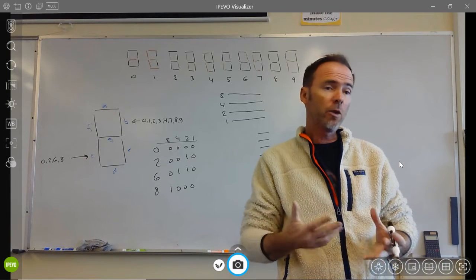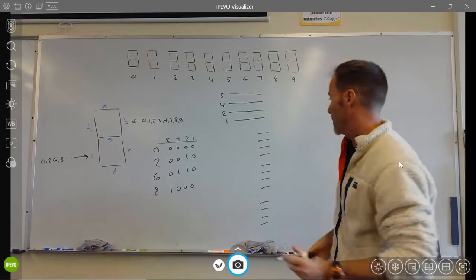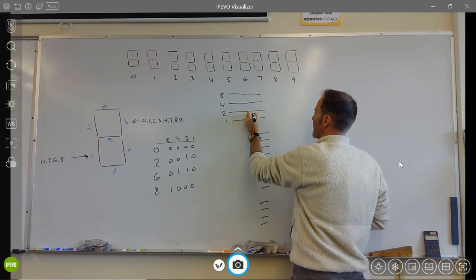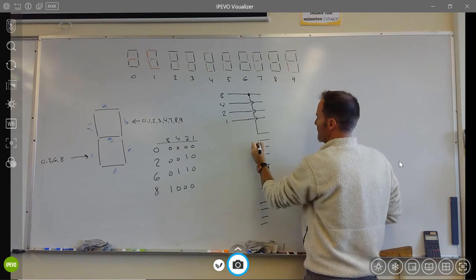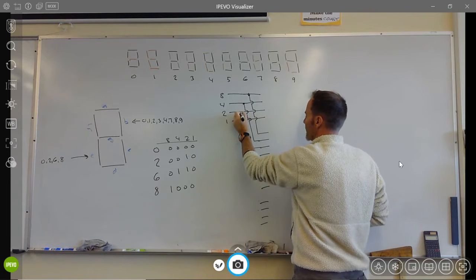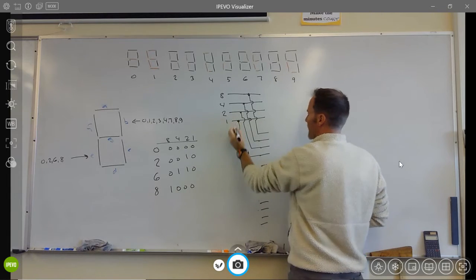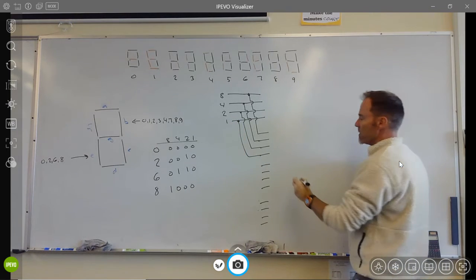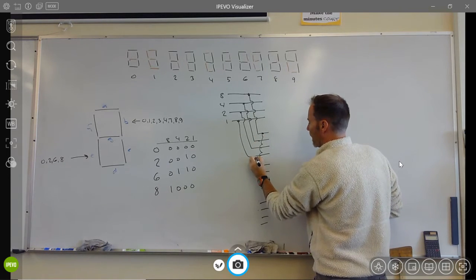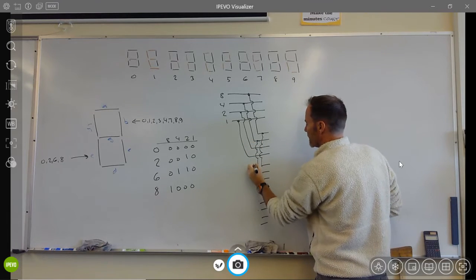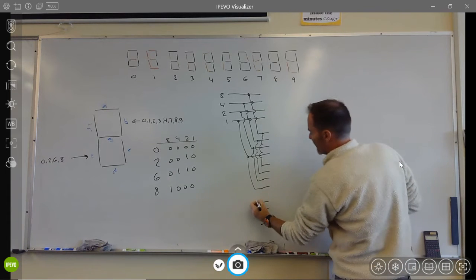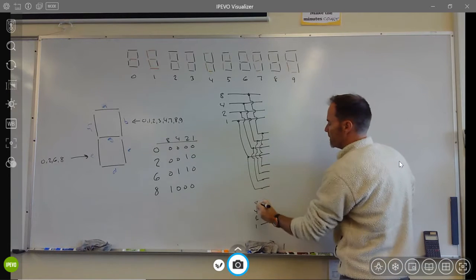In reality, what they do is they just branch the wires out. For example, this is the 8 position. It goes up, doesn't connect, doesn't connect, doesn't connect, connects to this one. The 4 connects to the 4. The 2 connects to the 2. The 1 connects to the 1. And so on, I can do that over and over again. The 8 connects to the 8, the 4 to the 4, the 2 to the 2, the 1 to the 1.